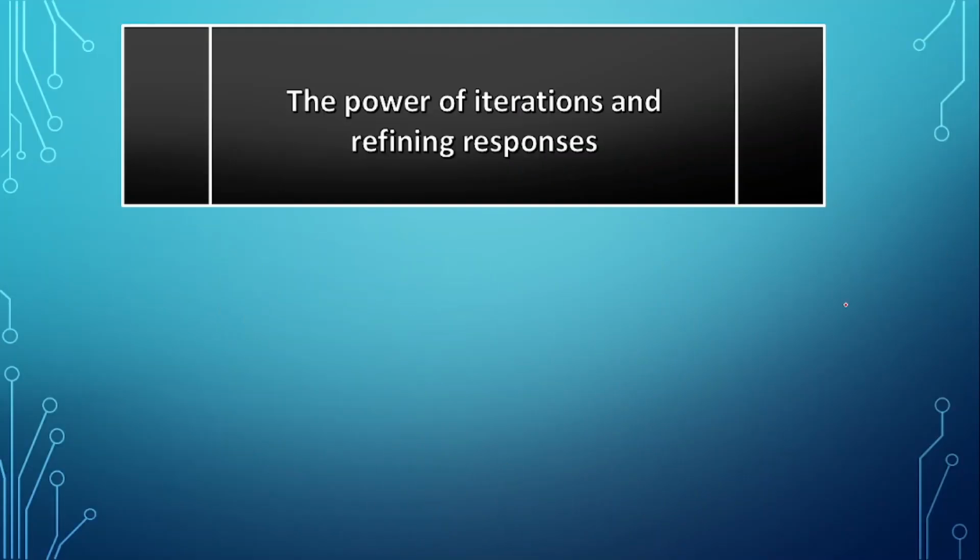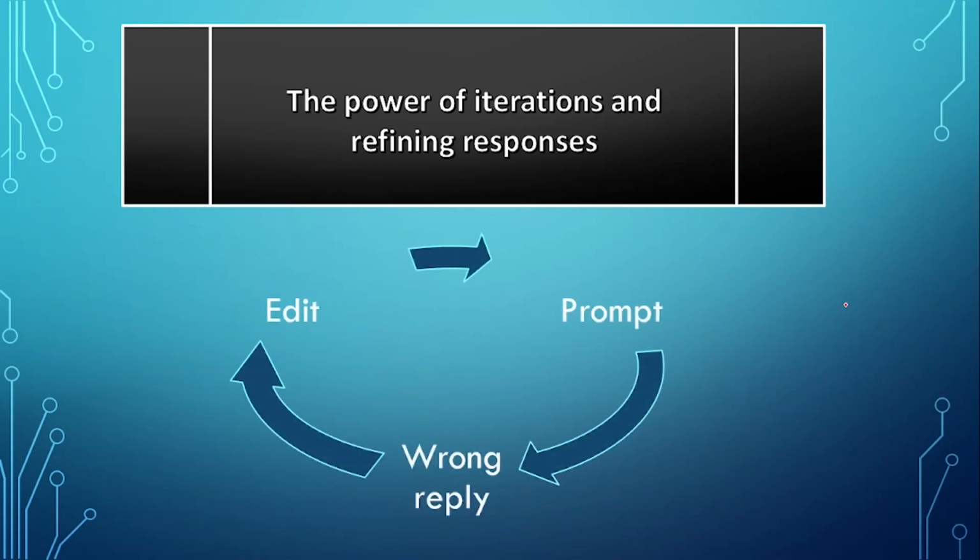Power of iteration and refining responses. If we don't get our response, we can re-edit the prompt. The process goes back to the prompt. If we get a wrong reply, edit the prompt and give it the prompt again.